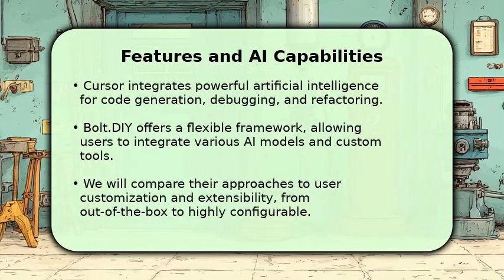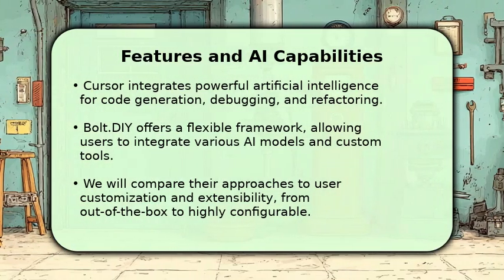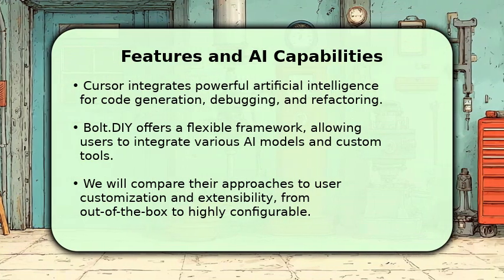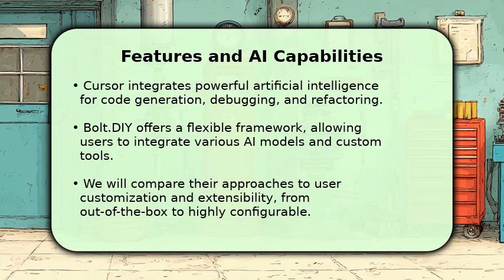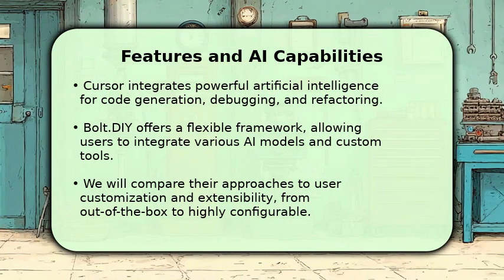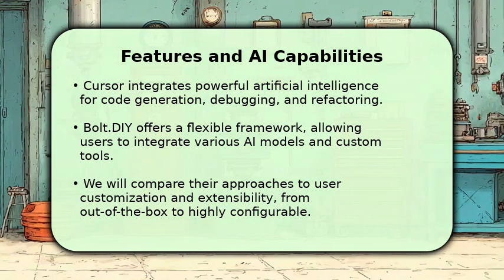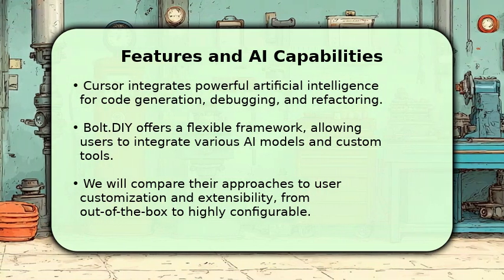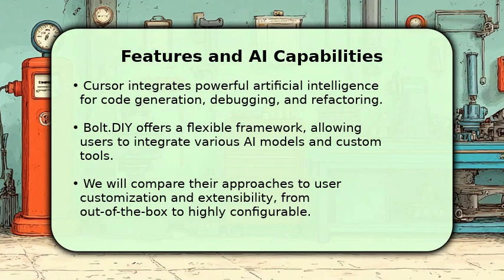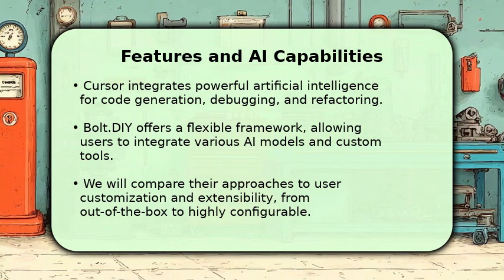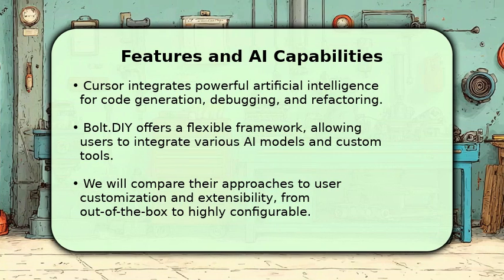Next, let's explore the distinct features and AI capabilities of Cursor and Bolt.DIY. Cursor integrates powerful artificial intelligence directly into your coding environment, offering intelligent suggestions and automated refactoring. Bolt.DIY, on the other hand, provides a highly customizable framework, allowing users to integrate their preferred AI models and tools.